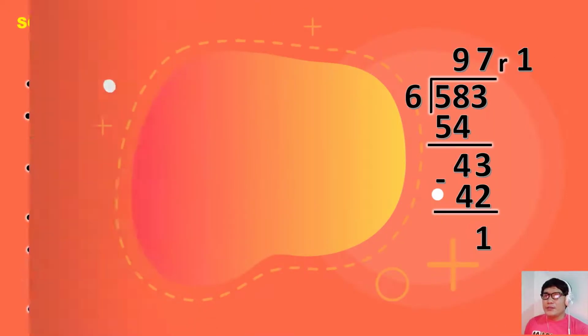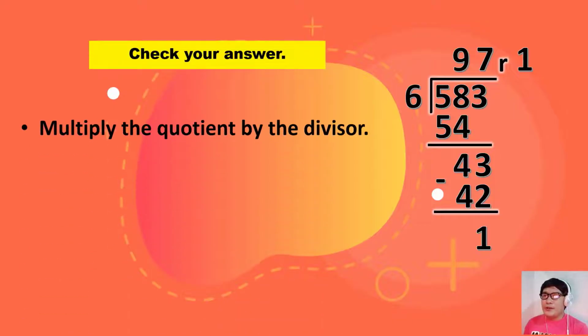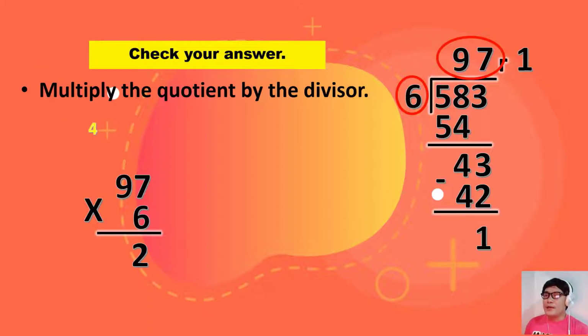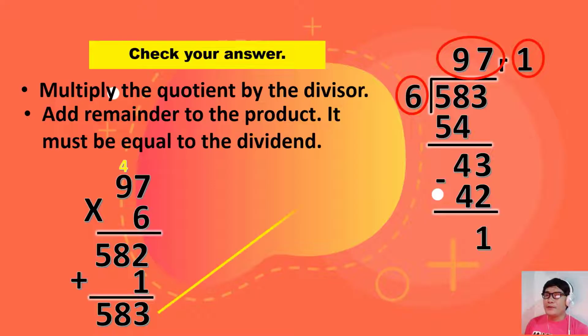Let us check your answer. To check your answer, you have to multiply the quotient by the divisor, which is 97 and 6. So 97 times 6 is equal to 582. Add the remainder to the product, which is 1. So 582 plus 1 is equal to 583.